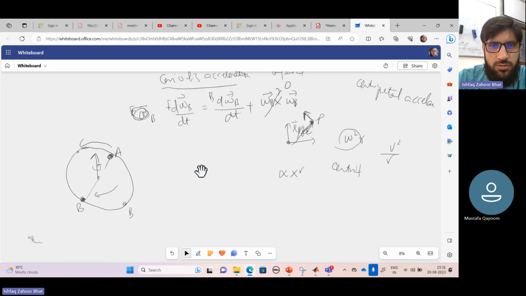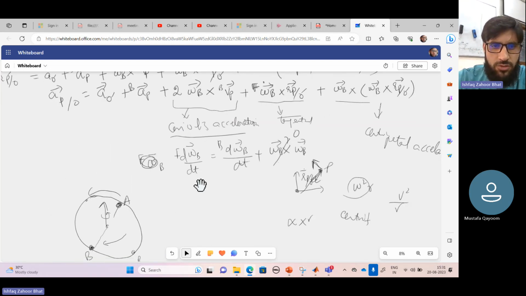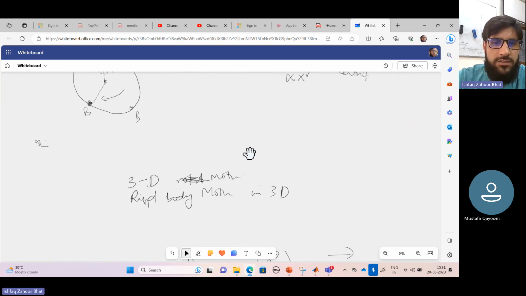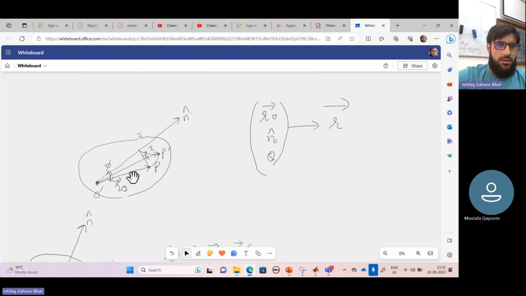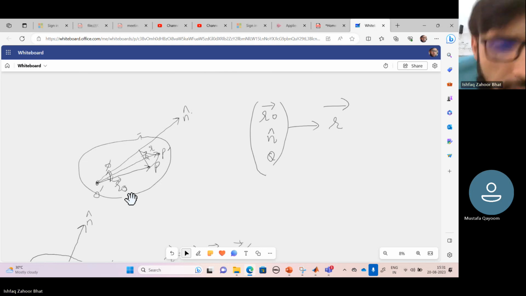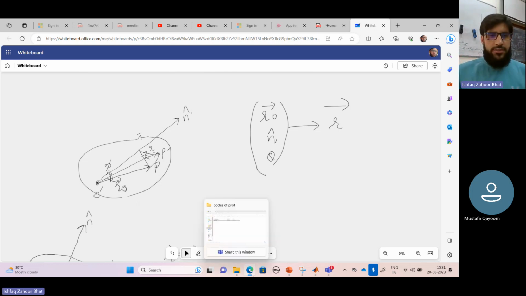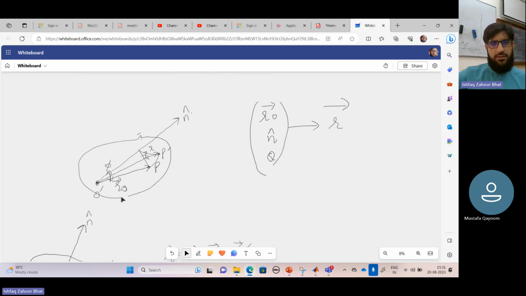So this is what we call the Coriolis acceleration. Okay, and then we did one more thing. We took a vector r naught, and we were interested in finding the vector if this r naught is rotated by some angle theta about some axis in 3D, where the direction of the axis is given by n hat. So if r naught is rotated about this n hat by angle theta, what will be the vector?